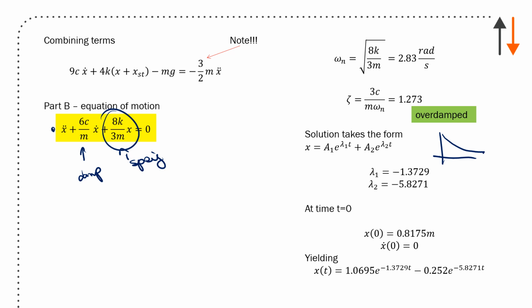At time equals 0, X0 is the static position, which is that term I calculated on the previous slide, and it's 0.18782 meters. X dot at 0 is 0, and my equation ends up being 1.0695 e to the minus 1.3729 t minus 0.252 e to the minus 5.8721 t. I don't like doing this. And I end up with a final result at 1.5 seconds of 1.1364 meters.